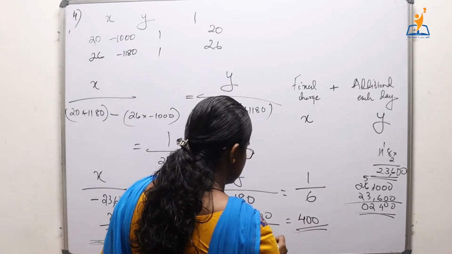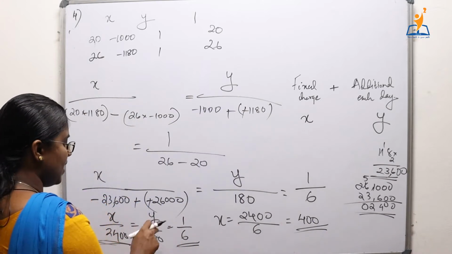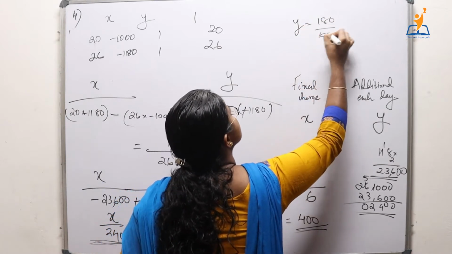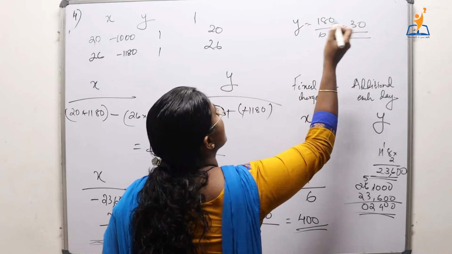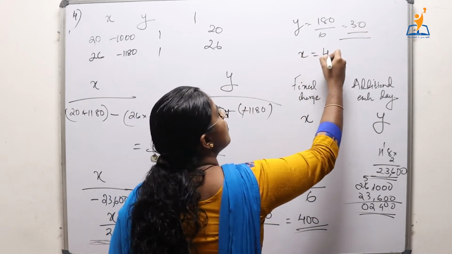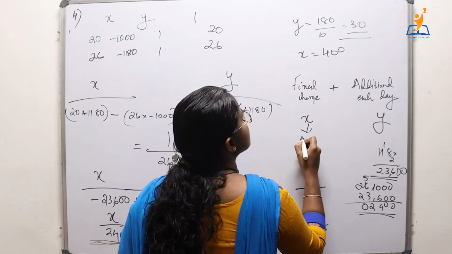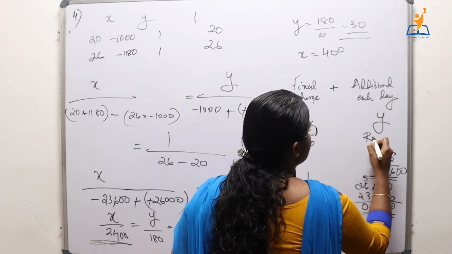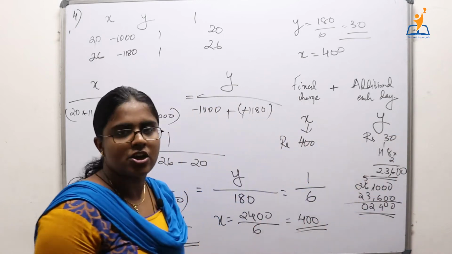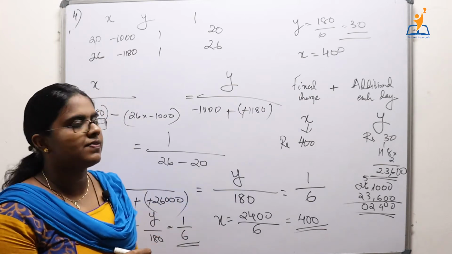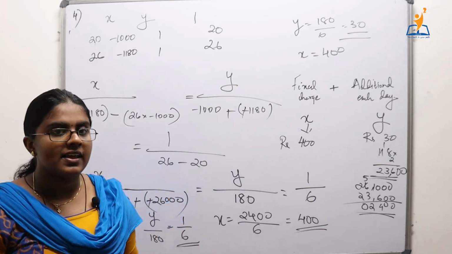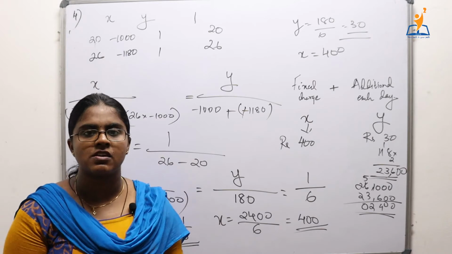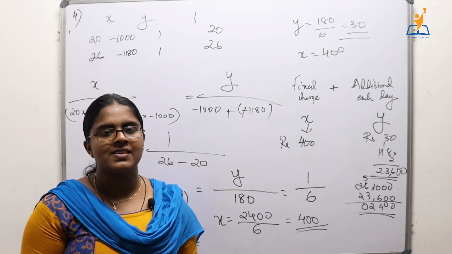So X is 400. Now we have y by 180 is equal to 1 by 6, that is y is equal to 180 by 6, that is 30. So y is equal to 30 and x is equal to 400. So fixed charge, that is 400, and for each day they have to pay rupees 30 as the additional charge for food. So that's the end of the question. We were asked to find the hostel charge, the fixed charge and additional charge for each day, and they have given the details of two students A and B. So that's the end of this question.